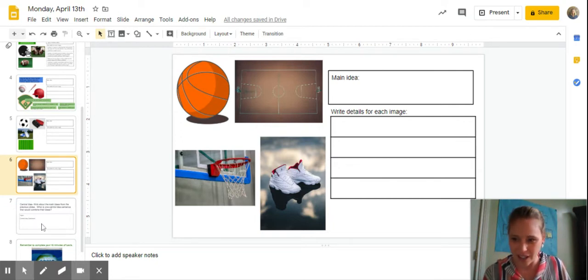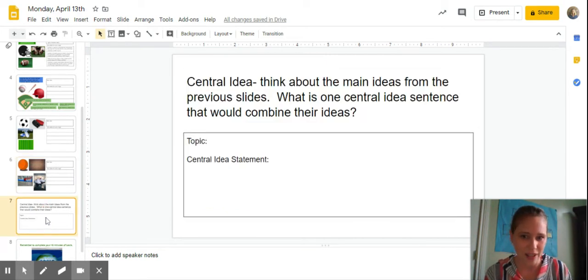Okay, moving on to slide 7. Slide 7 is the most important part of this assignment. We did a lot of main idea stuff throughout the year, but central idea is pretty new to us. So this is going to be really where I'm going to be looking. Remember that the central idea is what are all the main ideas combined? What do they all have in common? What are they all about?